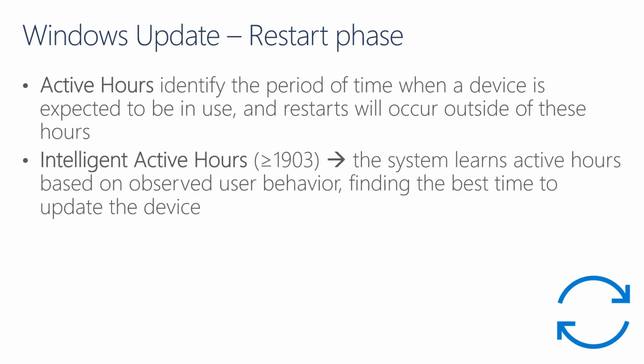Windows 10 1903 introduced also this new concept of intelligent active hours. So instead of you setting a policy that says all the devices' active hours is 8 a.m. to 5 p.m., let's set the intelligence within Windows so that based on heuristic and observed end-user behavior, the device can find the best time to schedule a restart when the device is not in use.